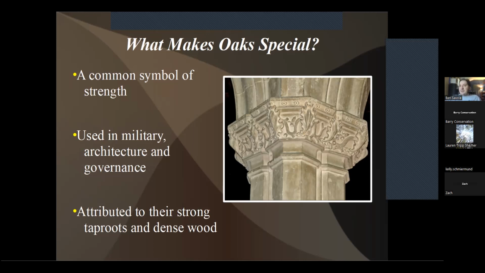And similarly with governing, it's used as a symbol of endurance. It's a lasting system that is going to provide for its people. And a lot of this comes from the strength of the wood of the tree, where it's very, very dense and pliable, so it tends to bend before it breaks. It's also attributed to the strong taproots that it has that keep the oak standing in extreme weather, like extreme winds or ice.